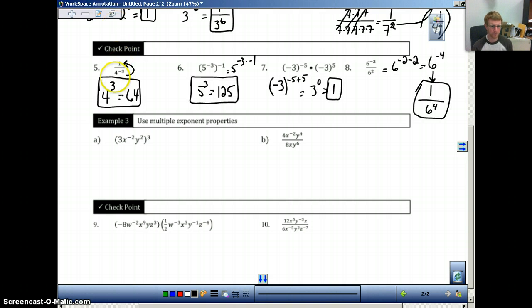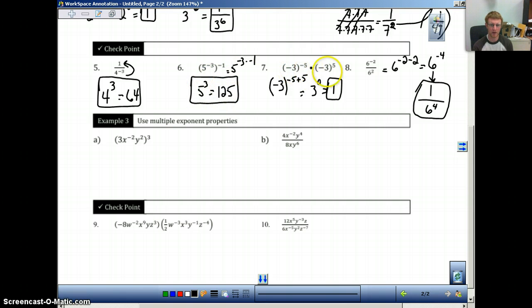All right, so in this first one, we have 4 to the negative 3. You should have brought the 4 up to the top. Make the exponent positive, so 4 to the third power is equal to 64. Second one, we multiply the two powers. Negative 3 times negative 1 is a positive 3. 5 to the third power is 125.